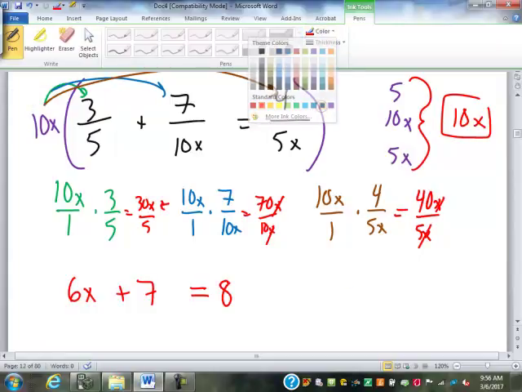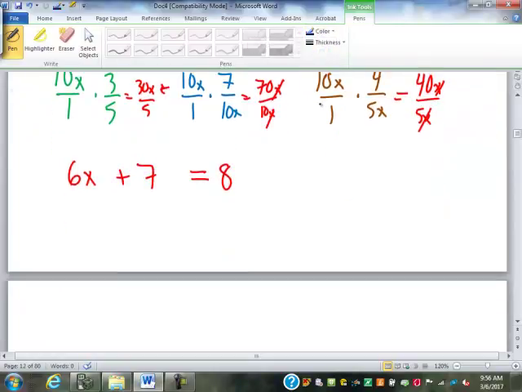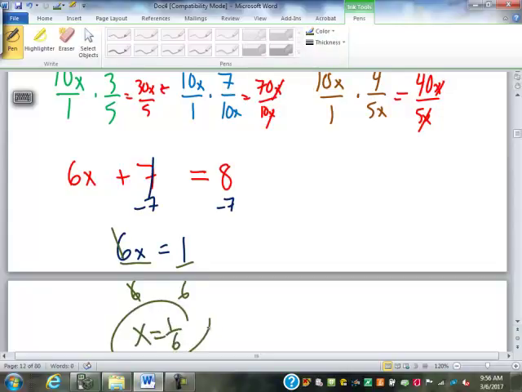Now this is one we can solve. What would we do next? Subtract 7. 6x equals 1. Divide by 6. So x equals 1/6.